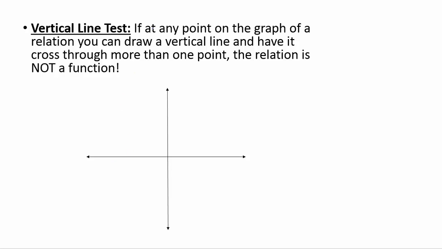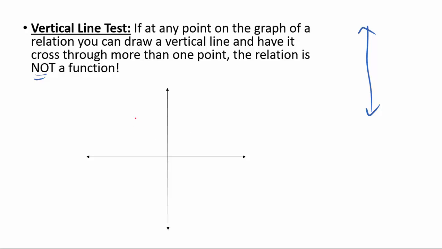So the vertical line test says, if at any point on the graph of a relation you can draw a vertical line and have it cross through more than one point, the relation is not a function. So what this means is, remember that vertical just means it goes straight up and down.